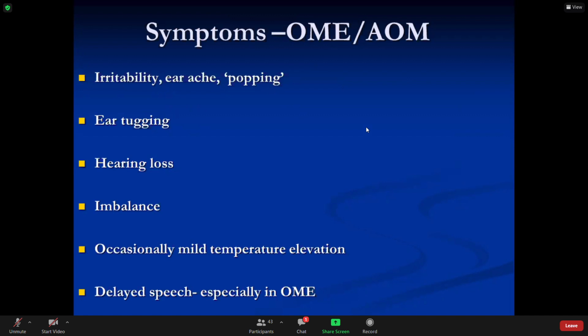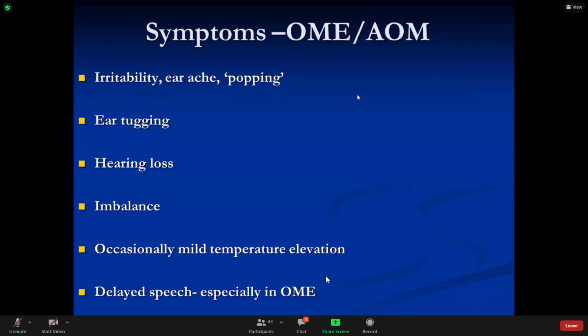Most of the symptoms will come under irritability, earache, popping, ear tugging, hearing loss for the older ones, imbalance, and occasional temperature elevation. In acute otitis media, temperature may be markedly elevated.